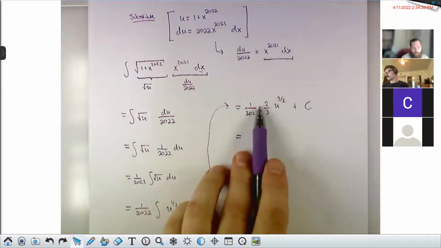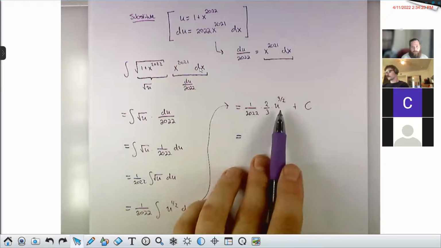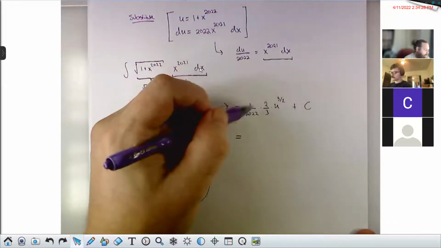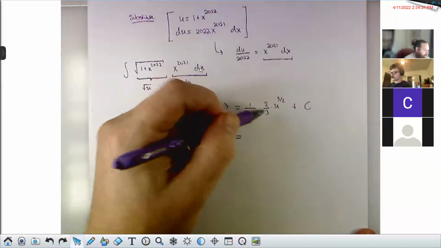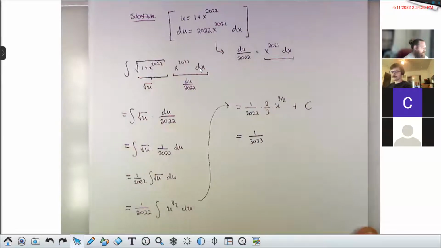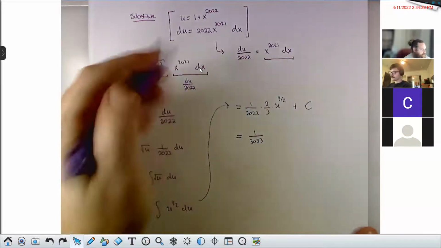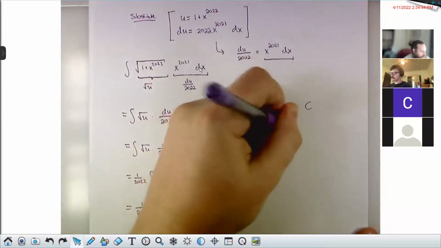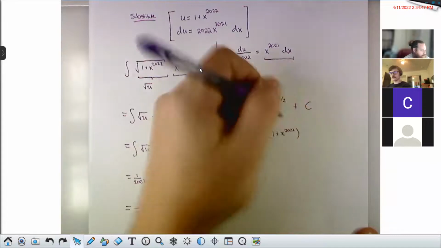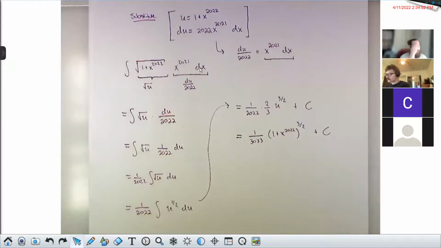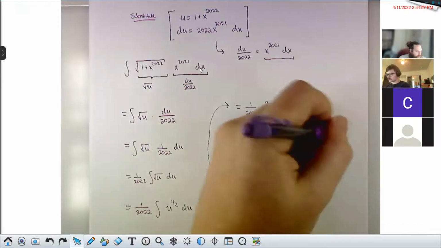The constants, clean it up or not, it's a matter of taste, but the answer needs to be in terms of the original variable. So I will go ahead and clean up the constants here. The 2 and 2022 cancel to 1011, multiply 1011 by 3, and you get 3033. And then u to the 3 halves, u was 1 plus x to the 2022. So this is going to be parentheses 1 plus x to the 2022 raised to the 3 halves power plus C. And that will be our final answer.